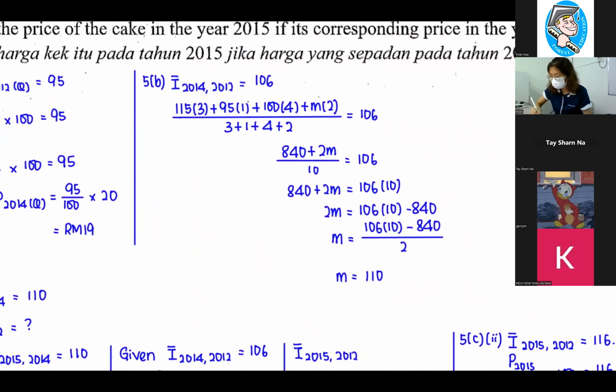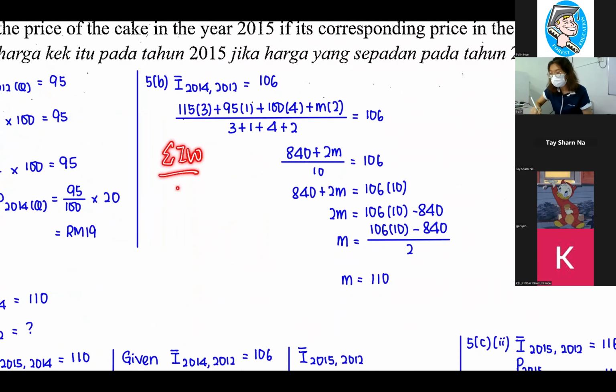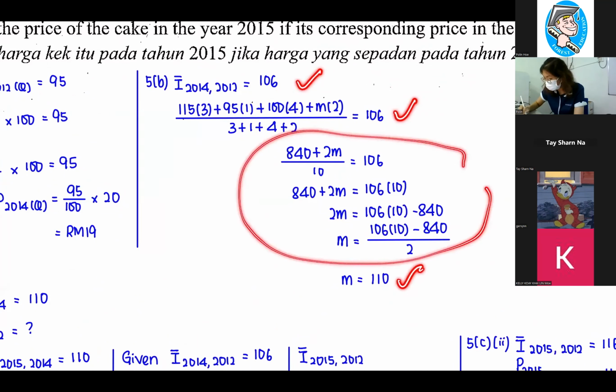Summation of IW over summation of W gives you this. This is from the question. Open it up, solve it yourself: one line, two lines, final answer, enough. This part is to help those who don't understand.